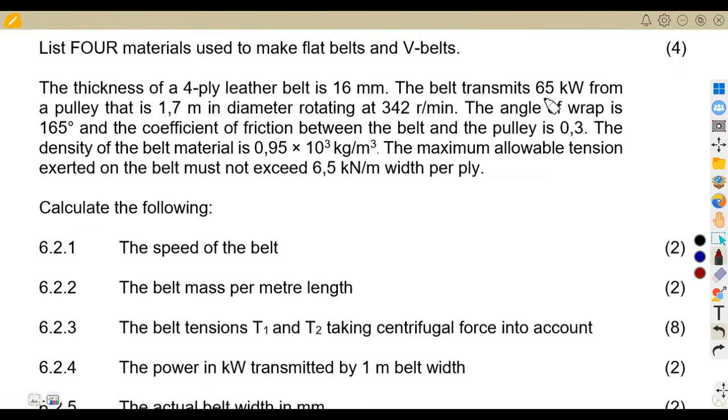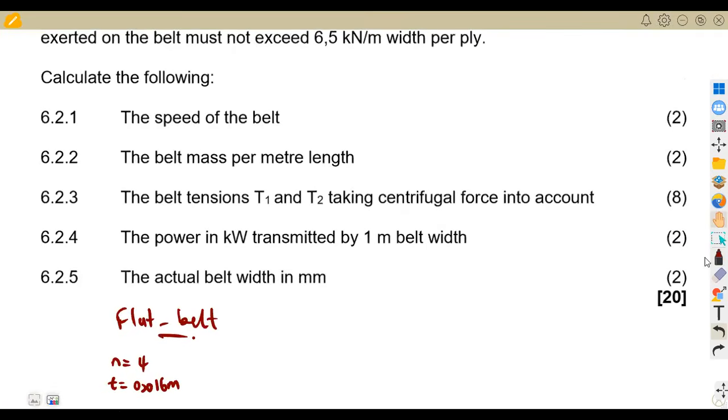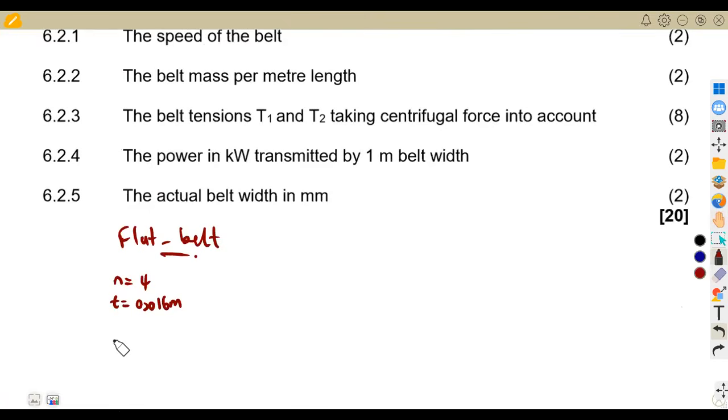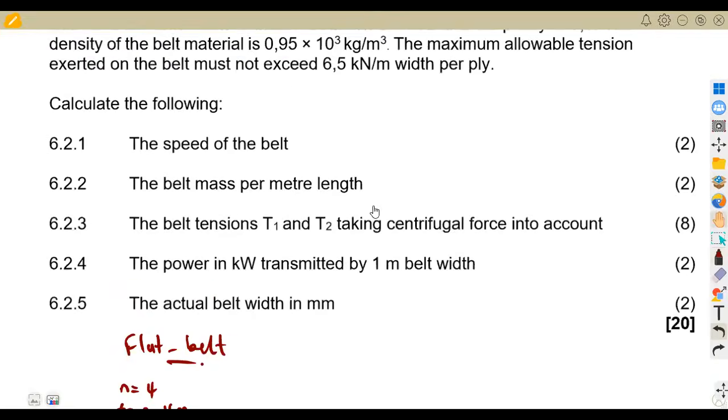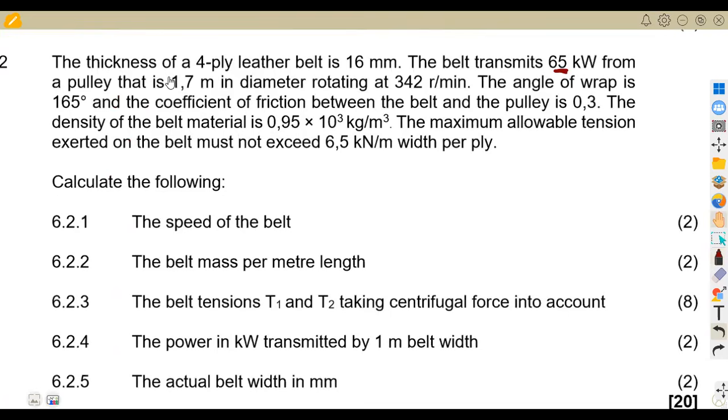Then the belt transmits power. The power transmitted is the power output, or the total power that you're going to need. So we've got P out, the transmitted power, of 65 kilowatts, corresponding to the pulley that is 1.7 meters in diameter, rotating at a speed. So we've got the diameter of 1.7 and the speed of 342.